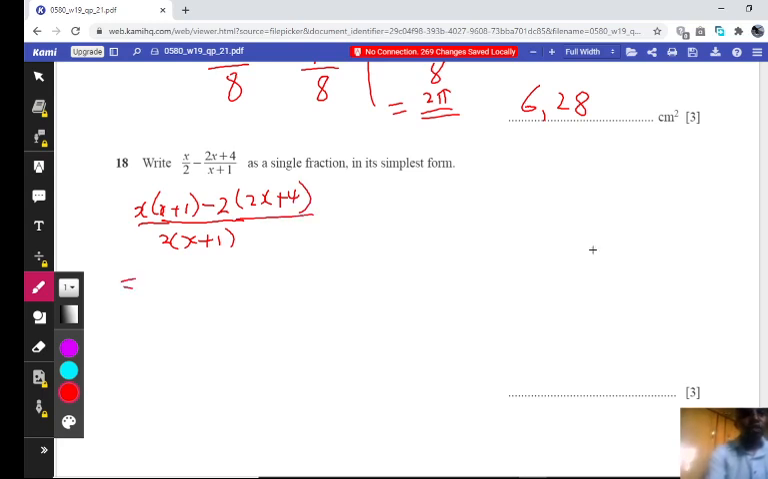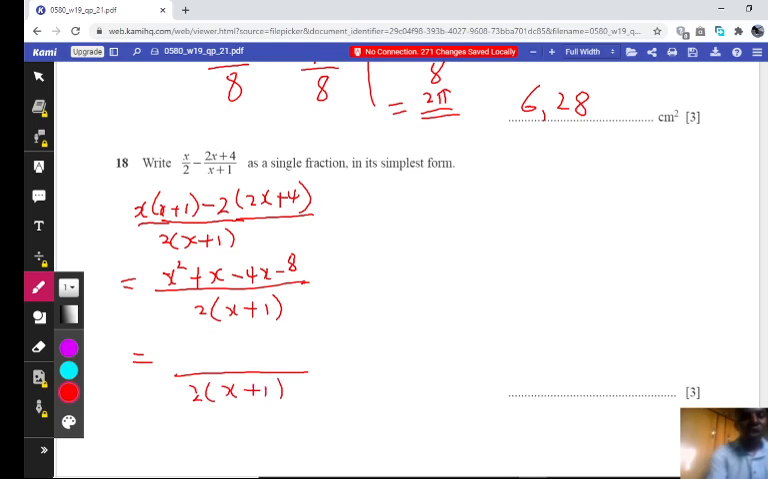Like this. It will be equals to, maintain your common denominator here. Then x times x is x squared plus x times 1 is x, minus 2 times 2x is minus 4x, minus 2 times plus 4 is minus 8. Then simplify further. 2 times x plus 1, maintain your denominator. Then here will be x squared, x minus 4x is minus 3x minus 8.